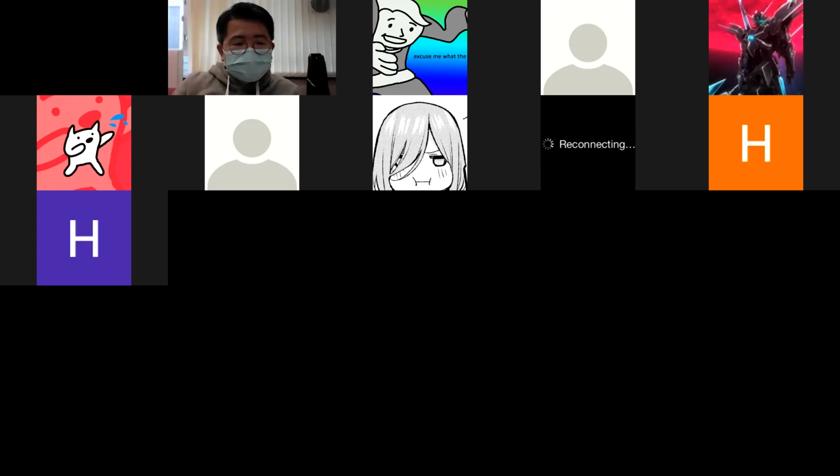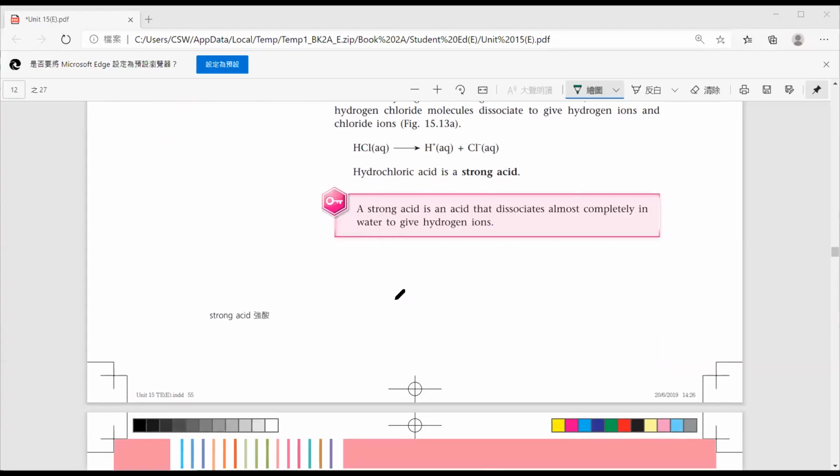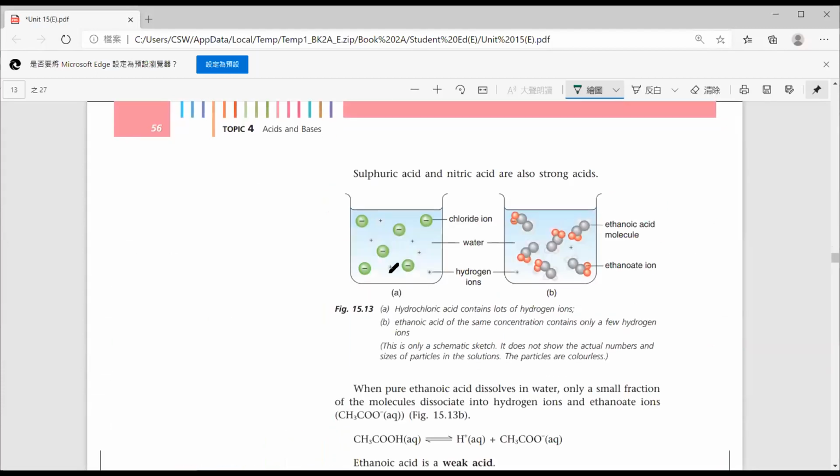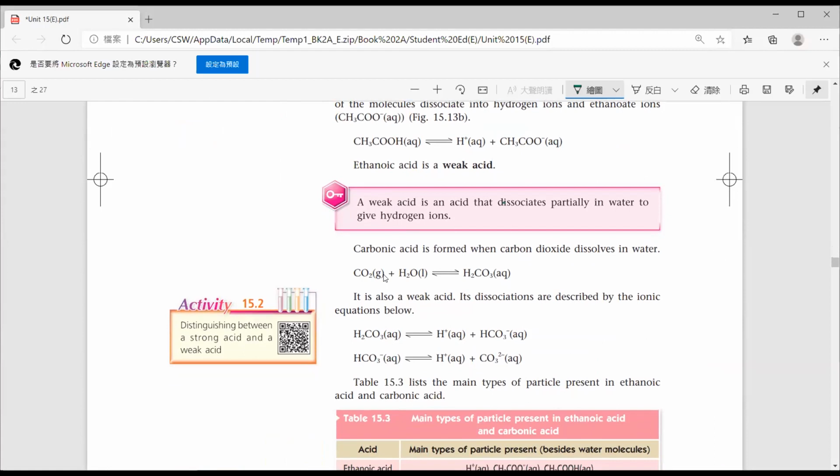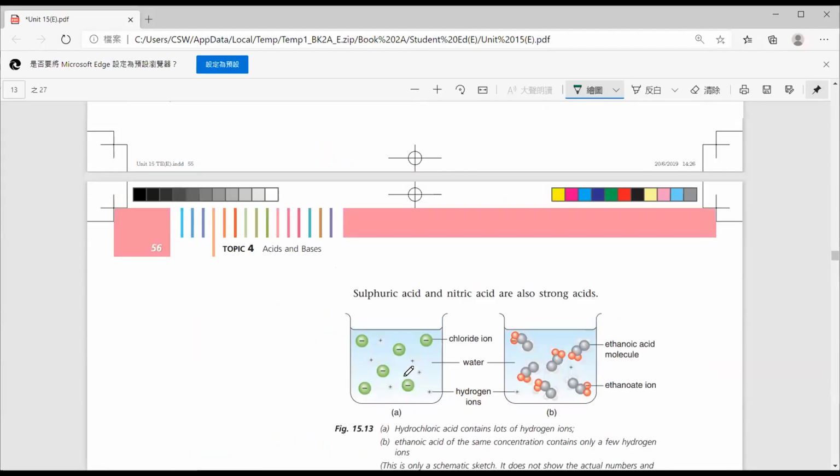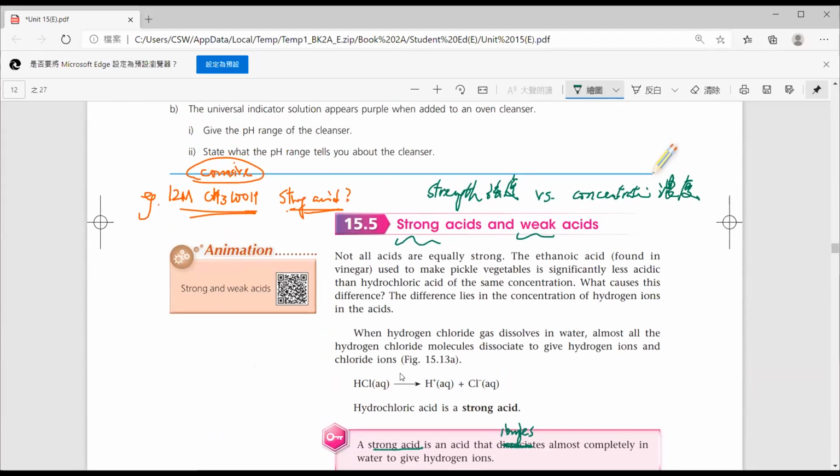Now, I would like to go back to this. Take a look at the definition first. A strong acid is an acid that ionizes almost completely in water to give hydrogen ion. How about weak acid? A weak acid is an acid that ionizes partially to give hydrogen ions, which means that if you want to talk about strength of acid, we focus on the percentage of ionization. Okay? So if you want to simplify the case, then we have two cases. One, 100% or almost 100%.